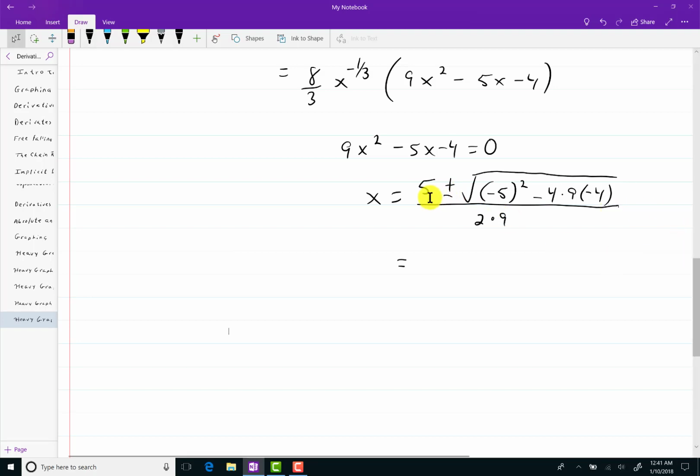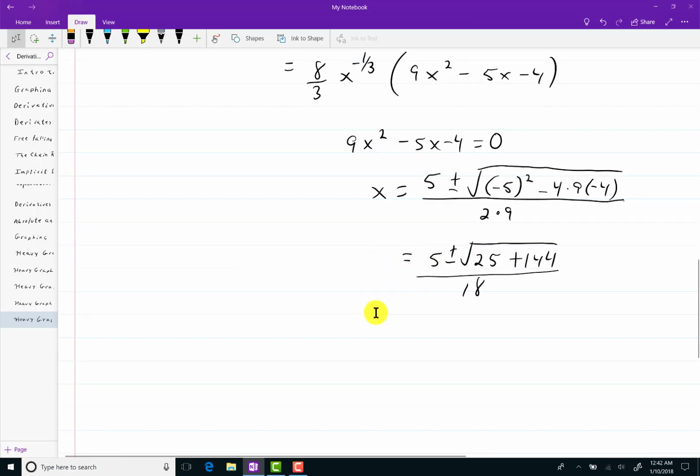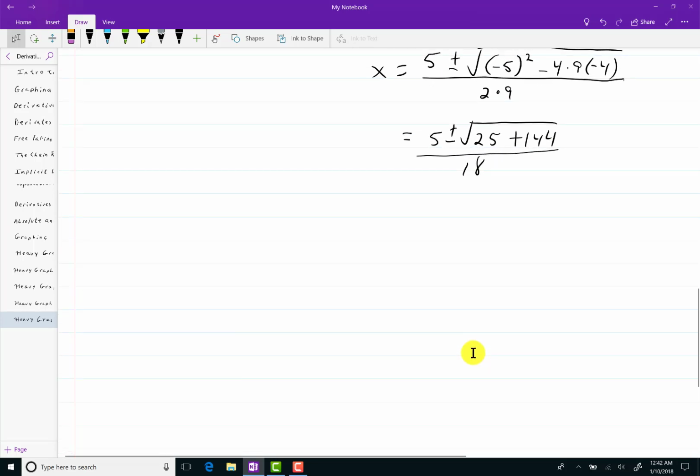So I get 5 plus and minus the square root of 25 plus 144. This kind of tells me that somebody was working to make the problem at least work out somewhat, because 25 plus 144 is 169, which just happens to be a perfect square. We have 5 plus and minus the square root of 169 all over 18. That's 5 plus and minus 13 over 18.